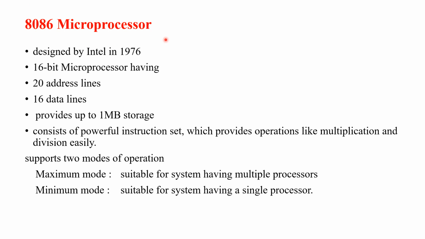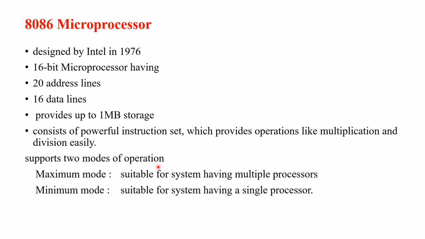Intel 8086 microprocessor. The Intel 8086 microprocessor, designed by Intel in 1976, is a 16-bit microprocessor with the following features. It has 20 address lines, allowing it to access up to 1 MB of memory. It features 16 data lines, enabling it to transfer data in 16-bit chunks. The 8086 has a powerful instruction set that simplifies operations like multiplication and division.